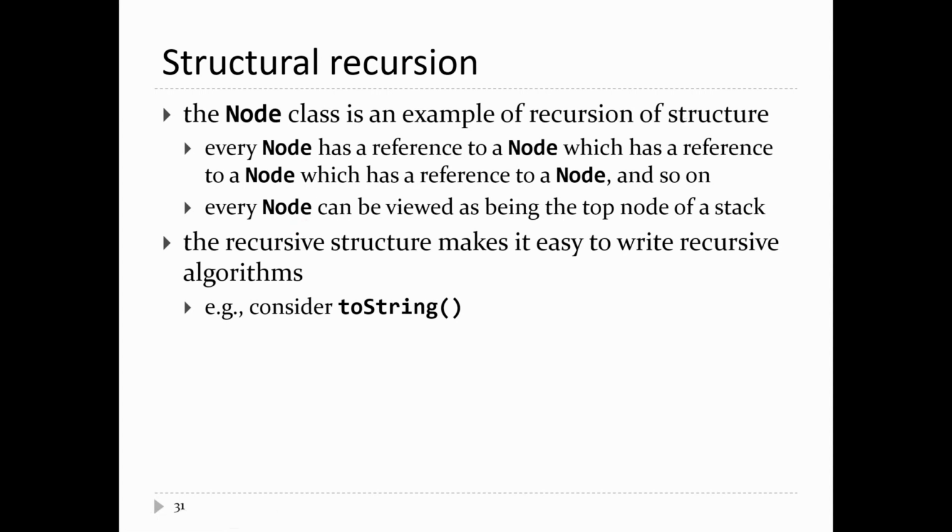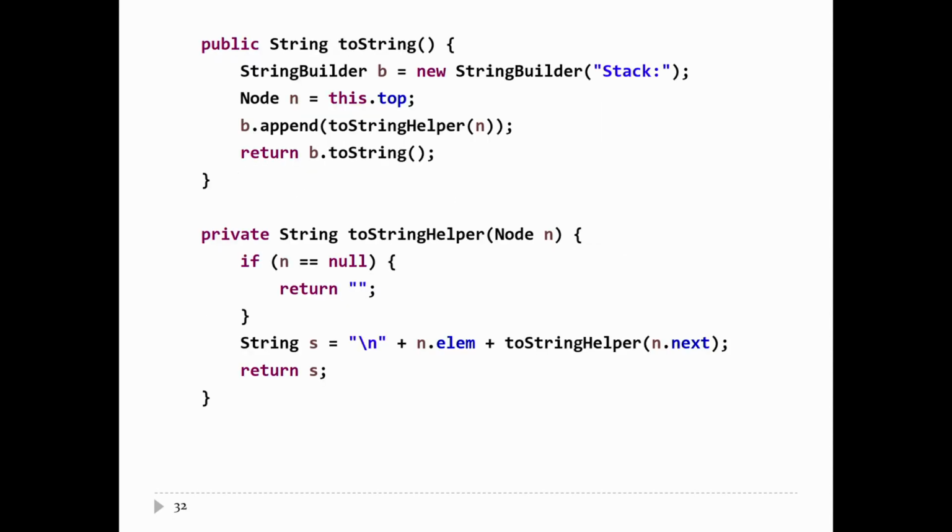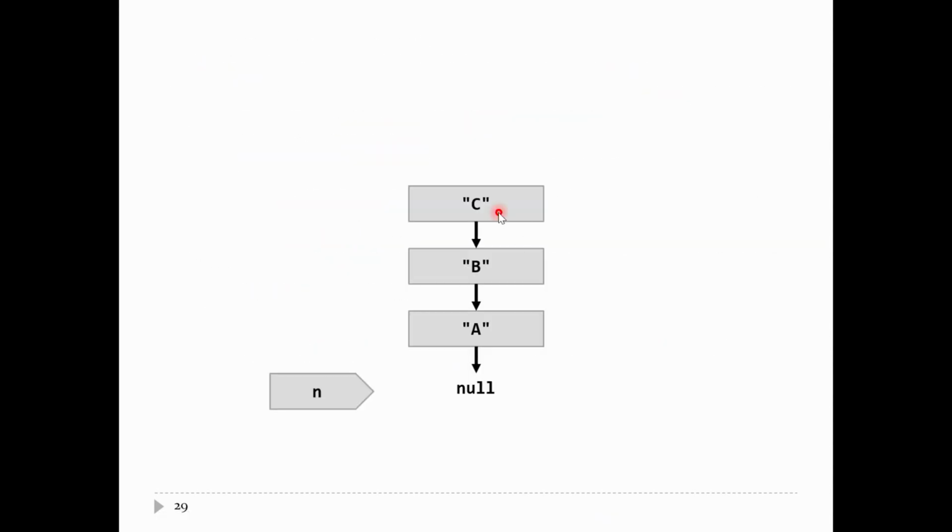anytime you look at a node, whether or not it's the top node, you can imagine that that node is just the top of another stack. In this stack here, that node is the top of the stack. But if you look at this node here, you can imagine that's the top of the stack that consists of the B and the A. And if you look at the node here, you can imagine that this is the top of a stack that consists of just the element A. So whenever you get a node, you can just imagine that's the top of some kind of stack.